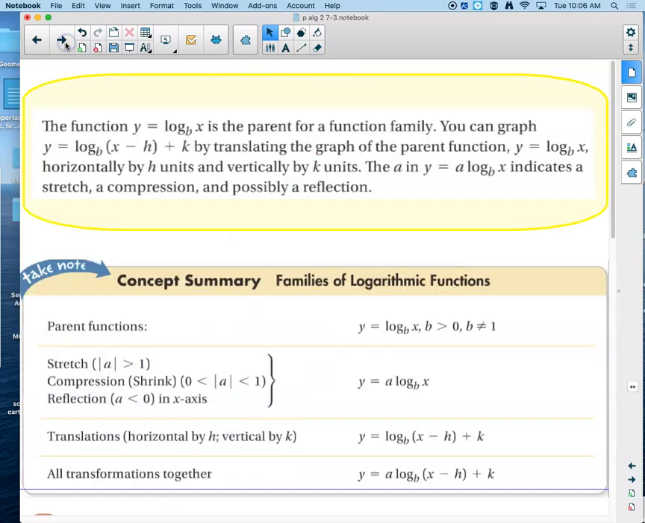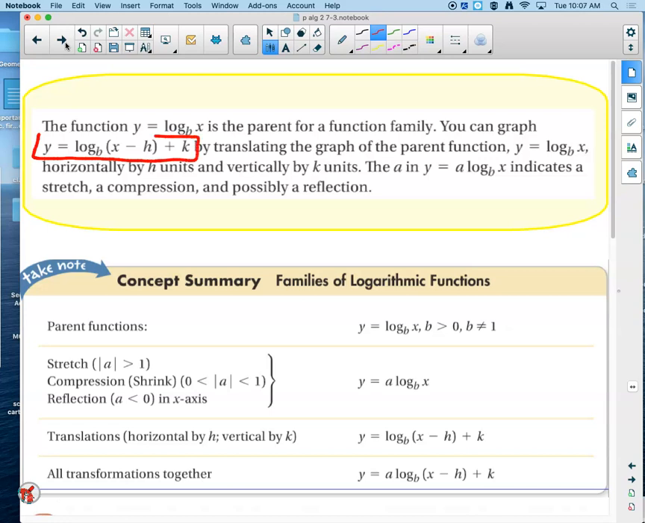All right. See how you don't need a graphing calculator for these anyway? You just snail shell and it's a piece of cake. All right, so the function y equals logarithm base b of x is the parent for the function family. And it's a base b that they have here. They're leaving it wide open. And we can graph. Here's where h and k come in.